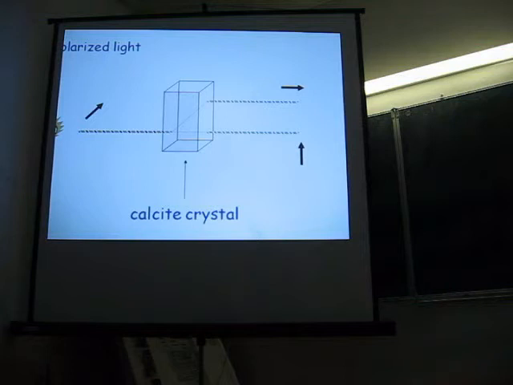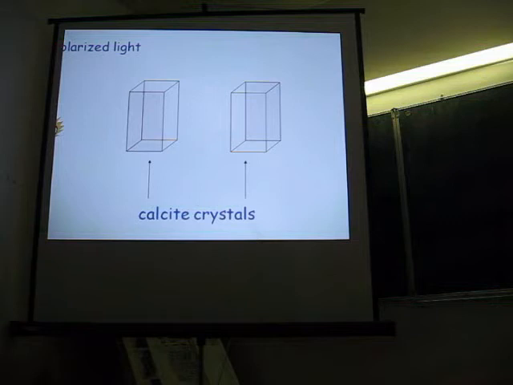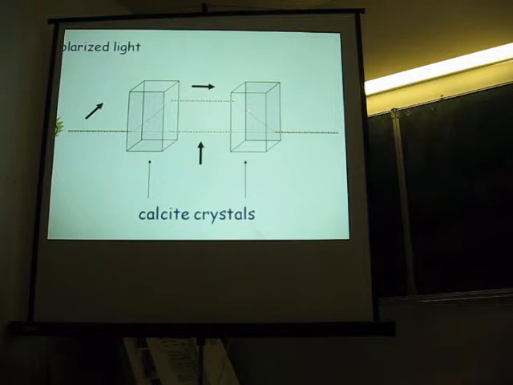Okay. So now let's add a second calcite crystal. It could be exactly the same as the first. And now if you shine the light through it again, you have the effect of the first one. But the second one will actually recombine these two beams into one beam, if you do it correctly. And as you see, the intensity of the light here is the same as the intensity that went in. So no light is lost.